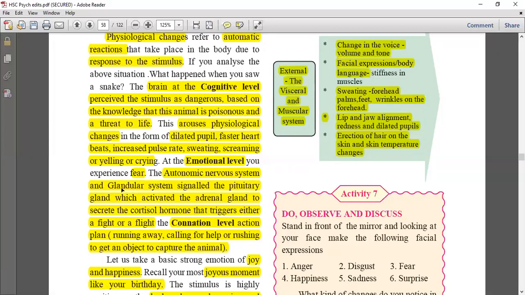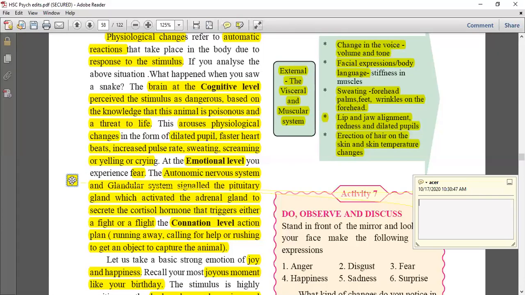So autonomic nervous system and glandular system signal the pituitary. So AGP, which activates the adrenal gland, AAC. That's your short form. Let me write it down here. AGP and AAC. AGP is autonomic and glandular, tell your pituitary.